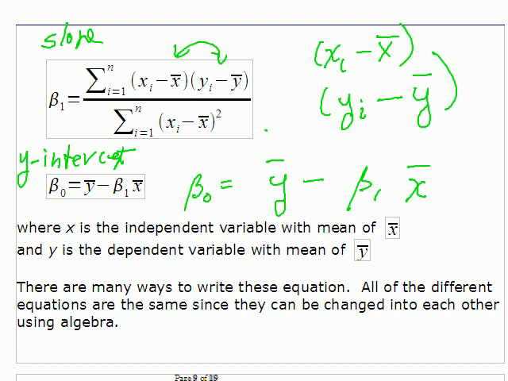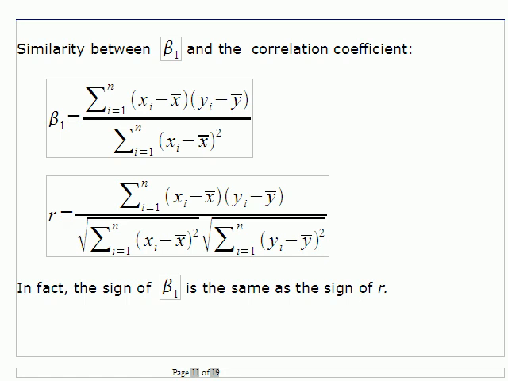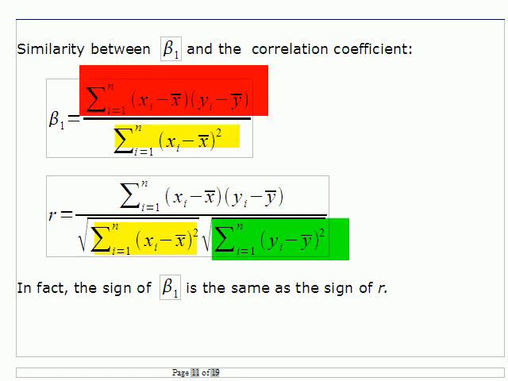So let's look now at the similarity between beta 1 and the correlation coefficient. Here are the two expressions. Some parts of them are very similar. Here is the x term. In the r, you take the square root of it. In the beta 1, you don't take its square root. This y appears here and nowhere else. It's just in the correlation coefficient formula. Now the numerators are exactly the same. See?